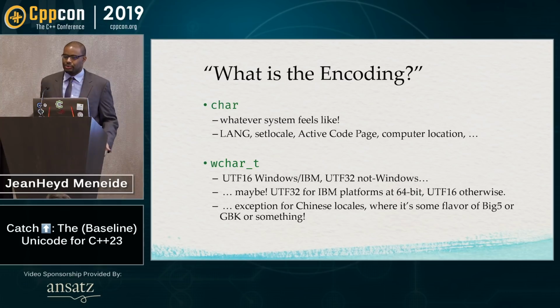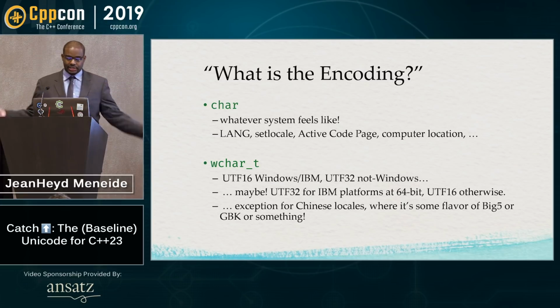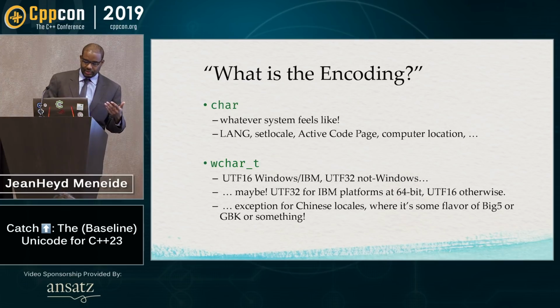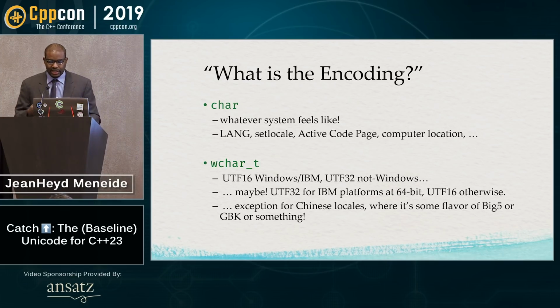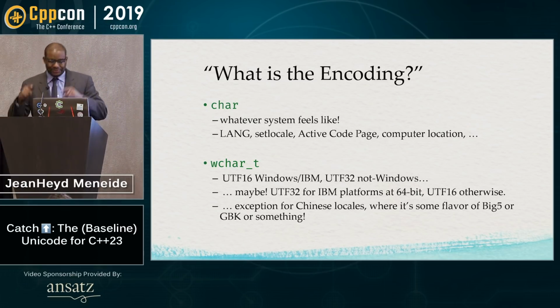And you're wondering why a couple of things are not working quite right. All these things, right? And you would think that wchar_t, which was supposed to be the solution to this, would be better. And it kind of was, right? So UTF-16 is what Windows and IBM had to settle on for wchar_t, and most other systems use UTF-32, except that IBM platforms, if they're compiled for 64-bit, choose UTF-32 and then use UTF-16 otherwise, except if you're on a Chinese locale and they pick some other flavor of Big5 or one of the GBK encodings.